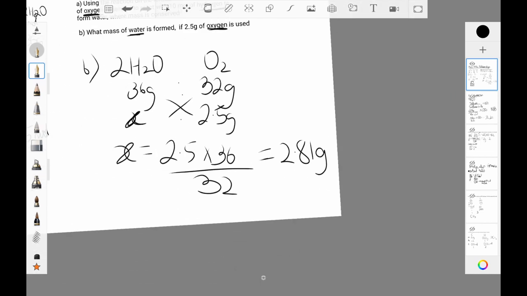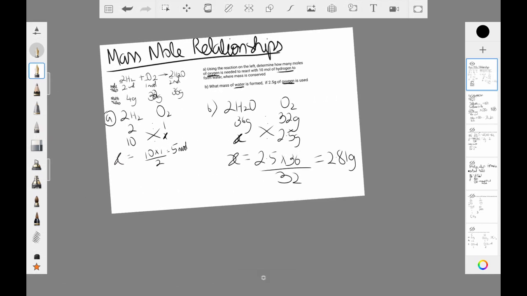And with that, we have tackled mass and mole relationships. Of course, there are many types of questions out there, and some of them even combine mass and mole relationships. We might look at that later on.